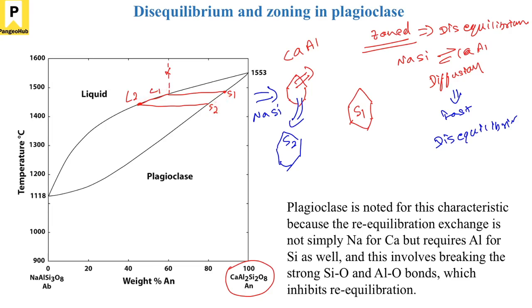As the cooling is faster, it doesn't get the time to diffuse. So what will happen, S1 will act as an embryo. So this acts as an embryo or nucleus, and above this S2 will start growing. This is S2. So you see, now you are generating plagioclases of different compositions.